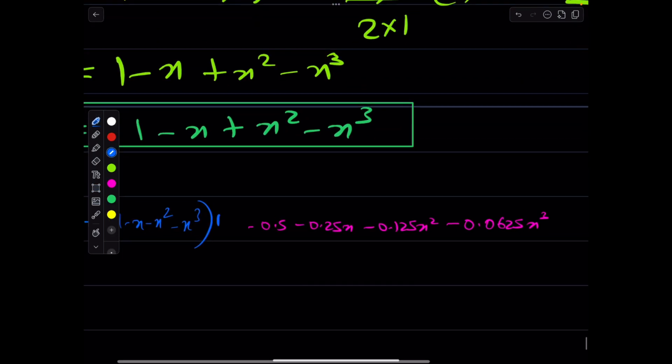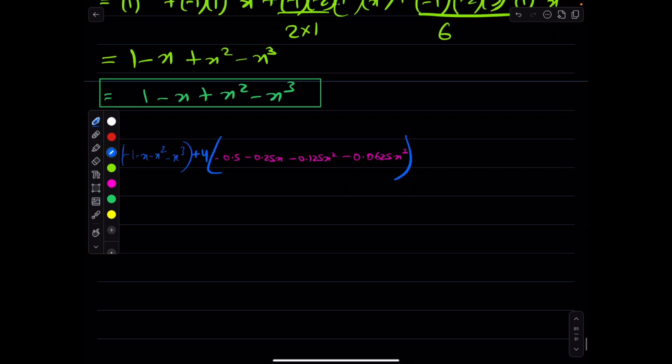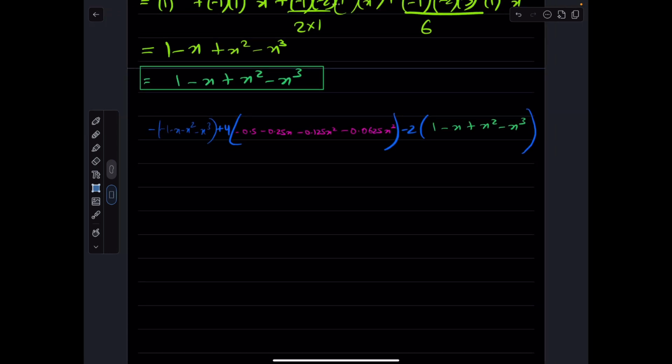Thus, I write a plus 4 here. Then I have a minus 2. Copy this expansion, paste this expansion, and this is what I have. After I am done expanding, I'll simplify all these brackets, or rather just not remove these brackets, since there are too many numbers, and if you remove the brackets it might become complicated when simplifying it further.